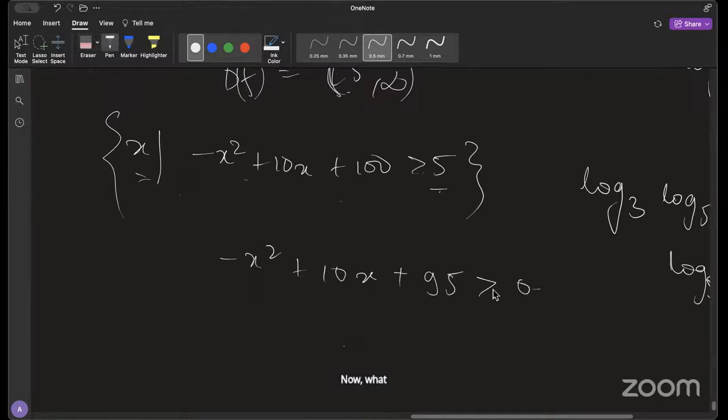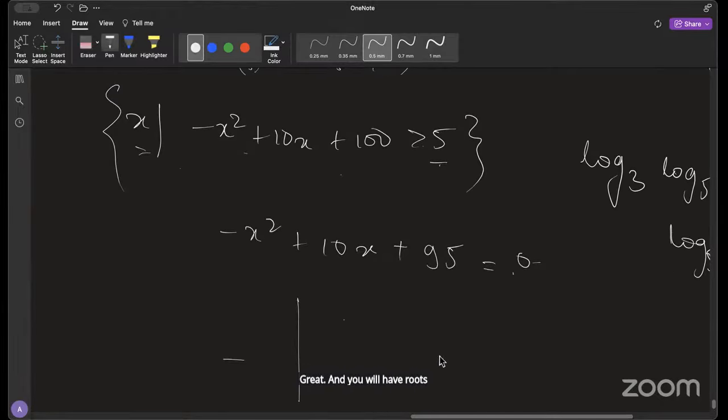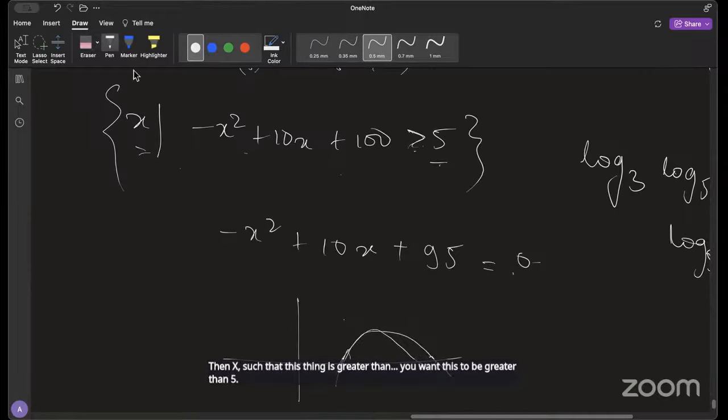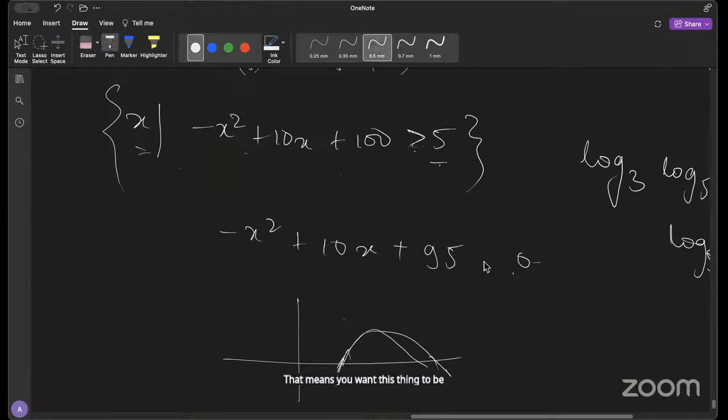Now, what you do is, instead of solving this, just solve this, right? And you'll find some roots here. Let's say these two are your roots. Then x such that this thing is greater than 5, that means you want this thing to be greater than 0, right? That means above this one.